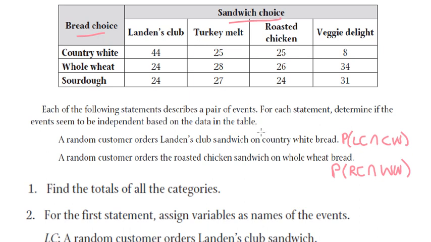So when we are dealing with a table like this, we need totals. So total club is 92, total turkey melt is 80, total roasted chicken is 75, roasted veggie delight is 73. Country white total is 102, whole wheat total is 112, and sourdough total is 106, and your total here is 320. So we found totals for all three categories.